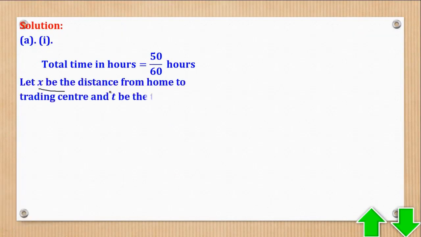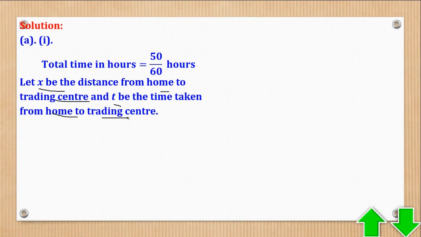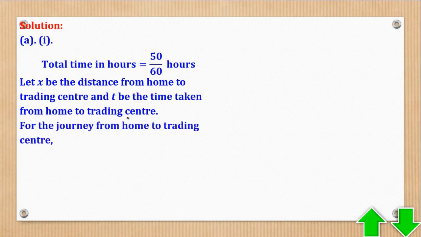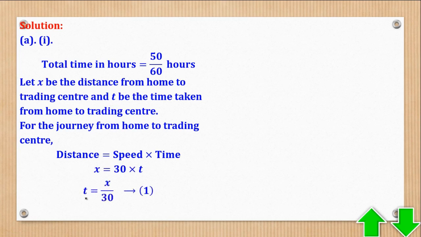So let x be the distance from home to the trading center and t be the time taken from home to trading center. Meaning for the journey from home to trading center, distance is speed times time. So substitute for distance, which is x, speed, which was given, and time, which is here. Meaning you can make t the subject.